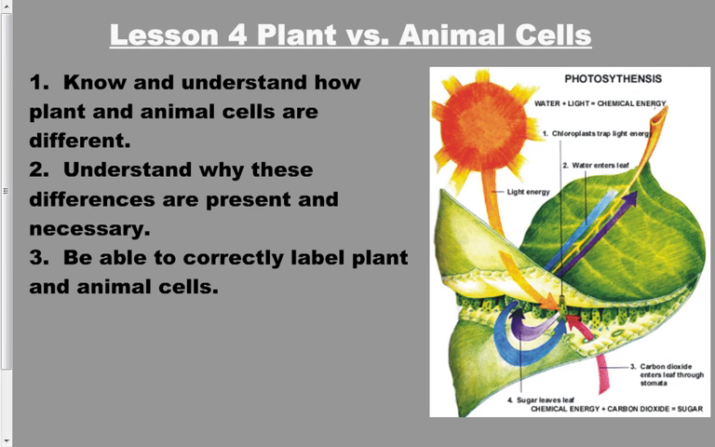So what we want to look at today, guys, are differences and similarities between plant and animal cells. We're also hopefully going to have time to look at the structures within the cell, just in terms of getting your cell diagrams labeled. That way you'll be able to label the stuff you saw in the lab the other day. We have to know and understand how plant and animal cells are different and understand why they have those differences. And thirdly, be able to correctly label plant and animal cells. So we'll quickly go through all of that.